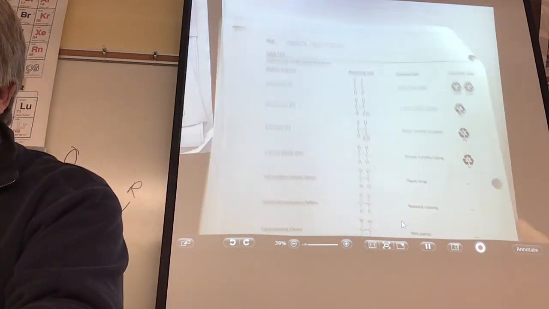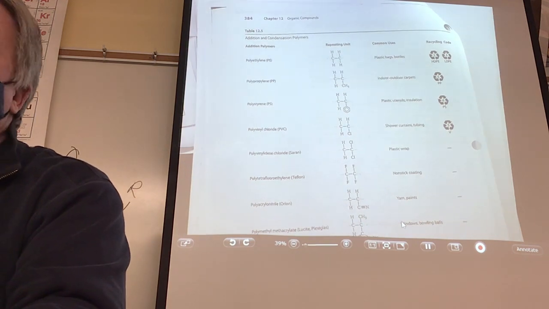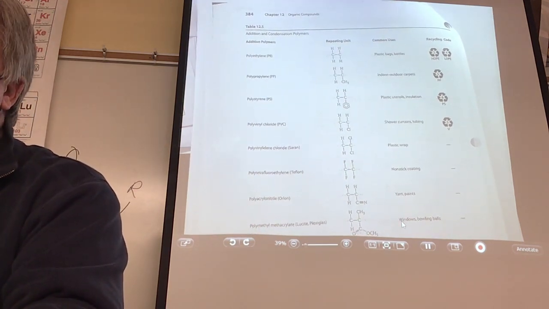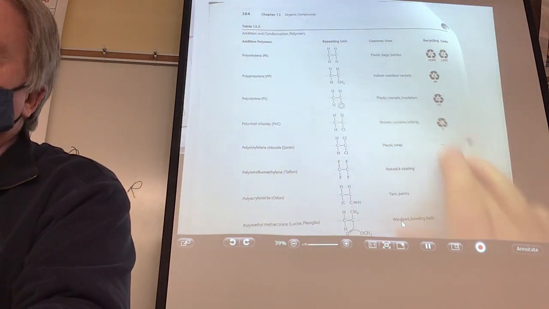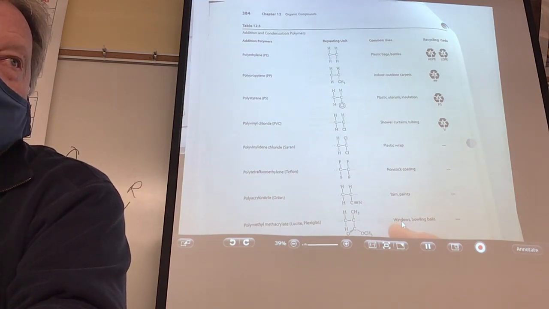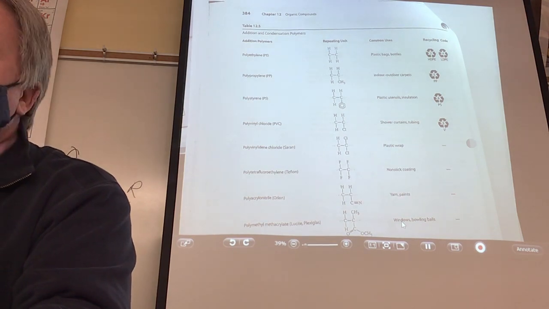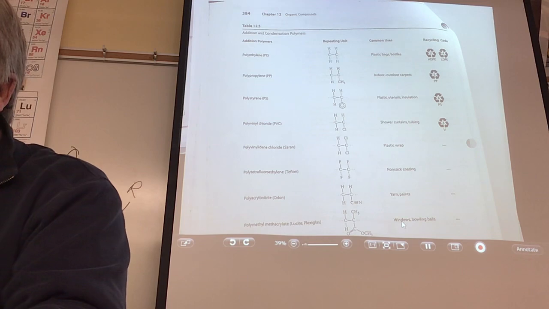You don't have to know these, but these are different types of plastic. And the next time you get ready to throw something away, you might want to look at it to see if it has one of these symbols on it. And if it has one of these symbols on it, that means it can be recycled. Everybody got that? So even little tiny plastic things will have that little symbol on it telling you that, hey, yeah, it can be recycled, like that.